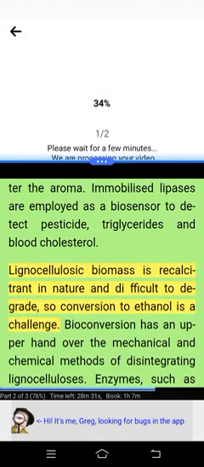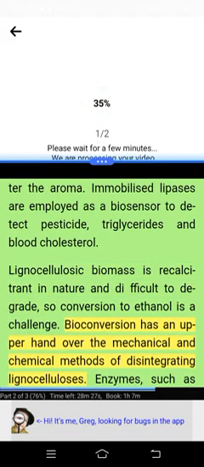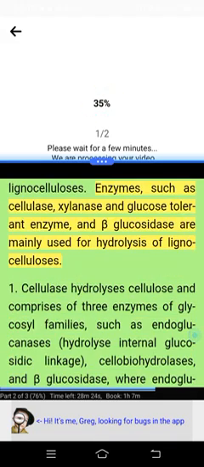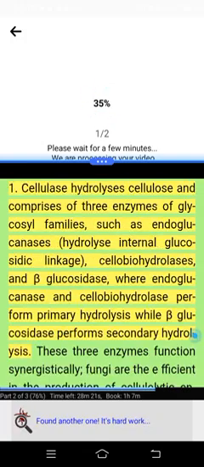Lignocellulosic biomass is recalcitrant in nature and difficult to degrade, so conversion to ethanol is a challenge. Bioconversion has an upper hand over the mechanical and chemical methods of disintegrating lignocelluloses. Enzymes, such as cellulase, xylanase, glucose-tolerant enzyme, and beta-glucosidase are mainly used for hydrolysis of lignocelluloses. 1.